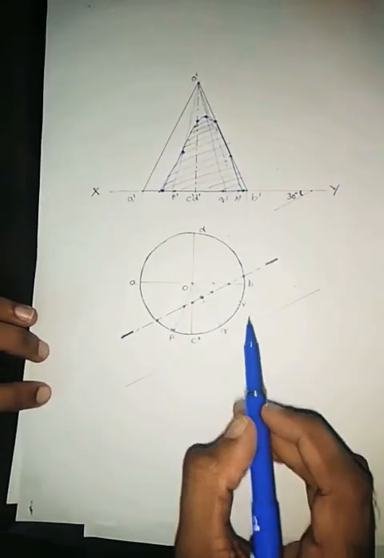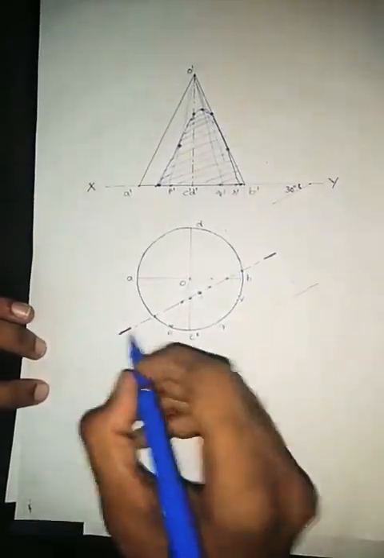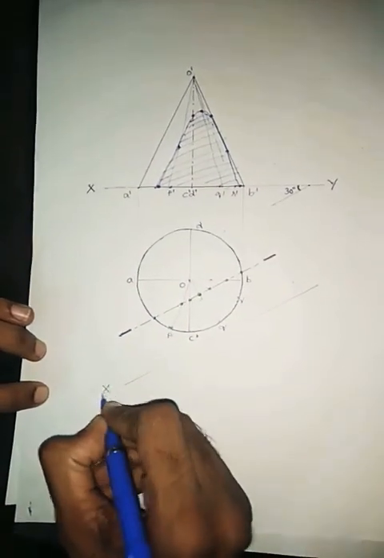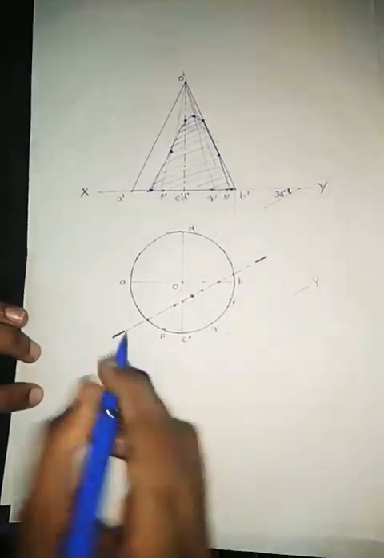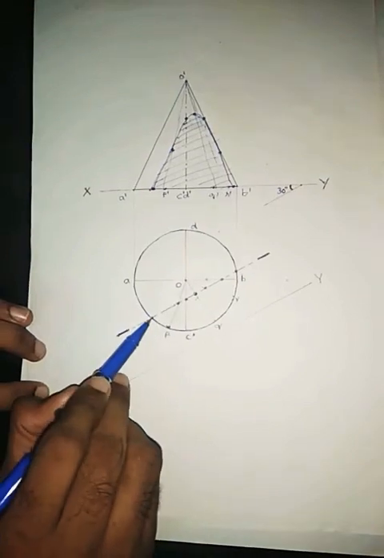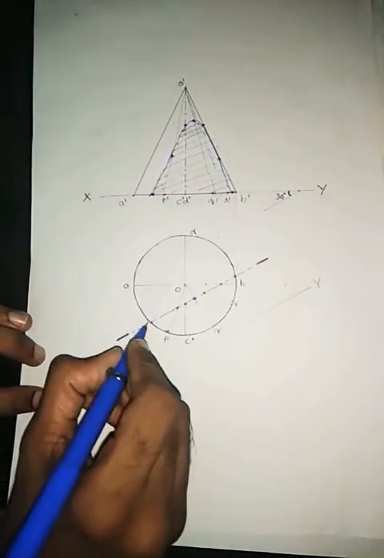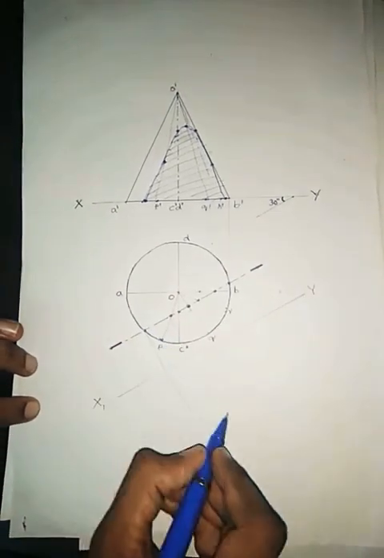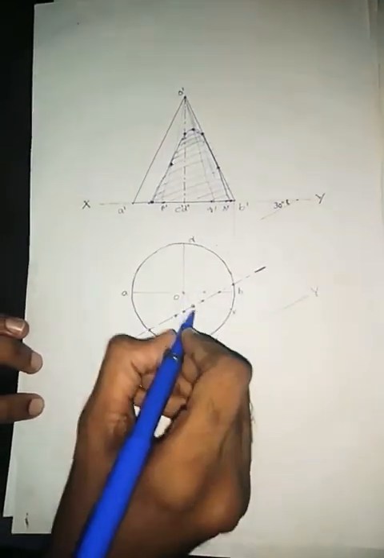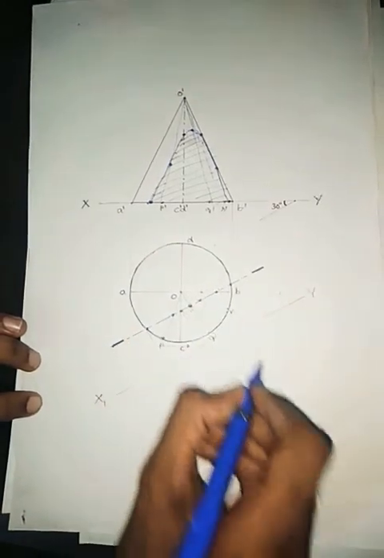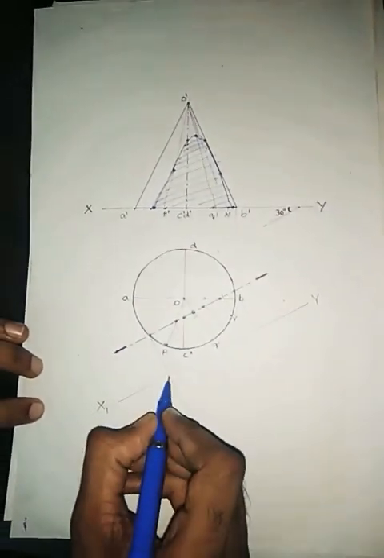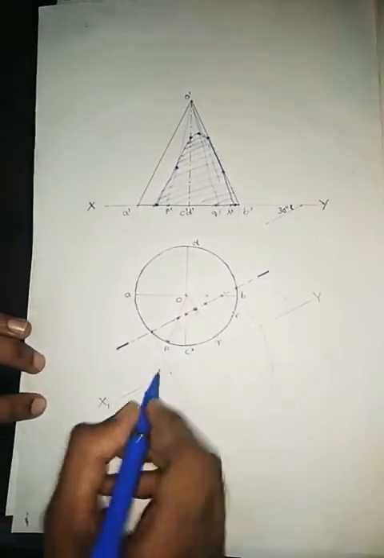After that, as usual, you have to find the true shape. Draw a line parallel to a section plane outside the solid. We'll be getting x1, y1. Project these points 1, 2, 3, 4, 5, 6, 7. Project all these points perpendicular to x1, y1. And in true shape, you will be getting a perfect hyperbola. Here you will be getting a hyperbola.